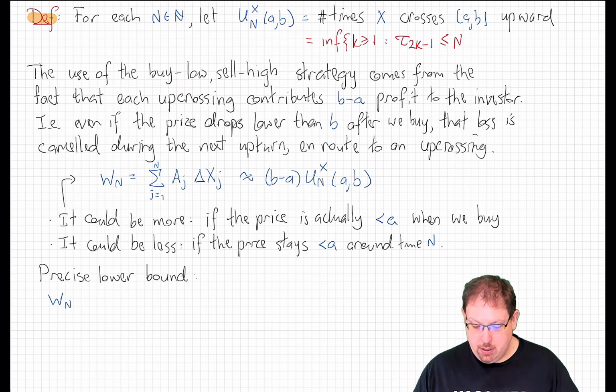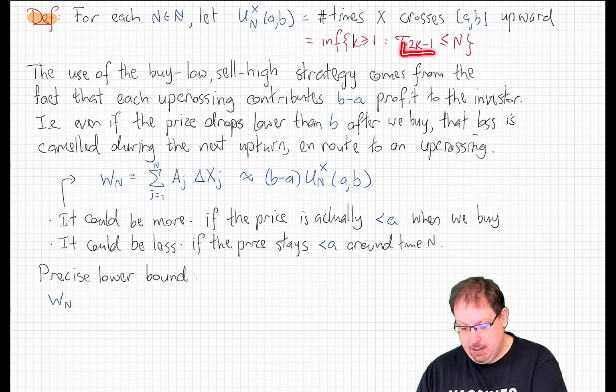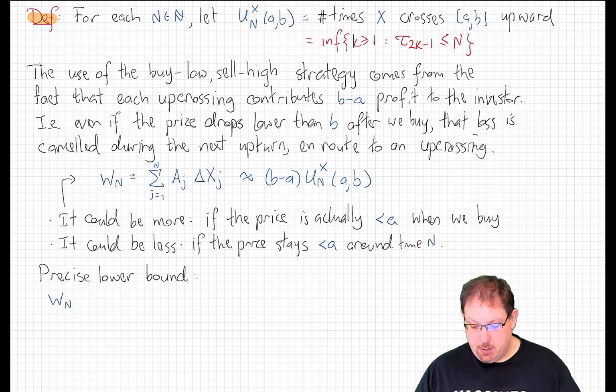Those odd-indexed stopping times are the times that we reach B after having started below A, and we're asking how many times that happens during the interval from 0 up to n. And that's exactly the number of odd numbers between 0 and 2k minus 1, which is k.